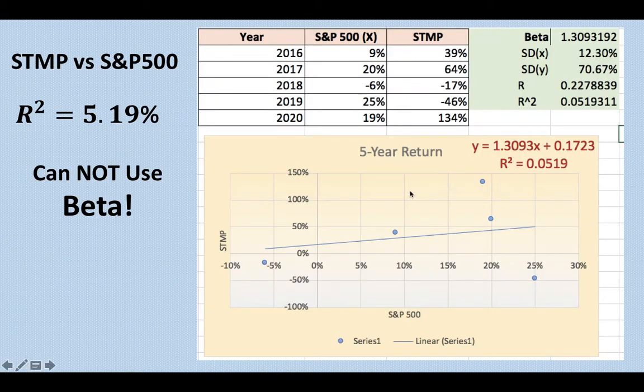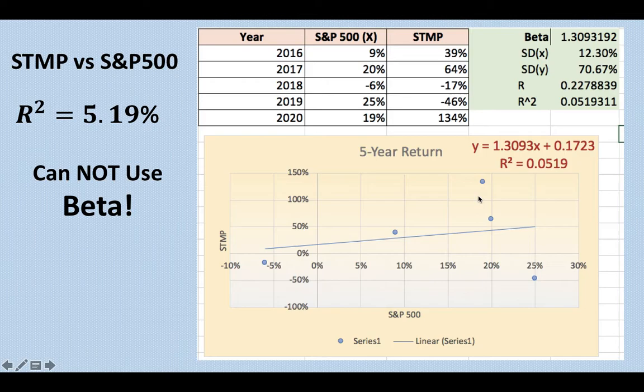In this example, we use a different stock. This is STMP, the Stamps stock. I want to show you the Stamps last 5 years return compared to the S&P 500 return. Once we get this information, we can get a linear regression for prediction. They do give us a line, right? This is still the beta, equal to the slope. Then they give us an R square, and you can see this R square here is 5.9%.